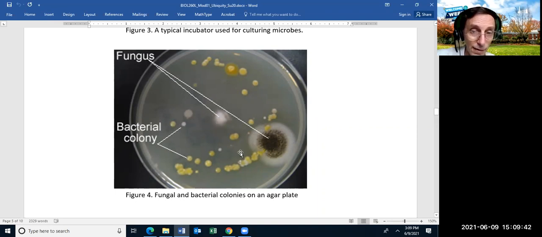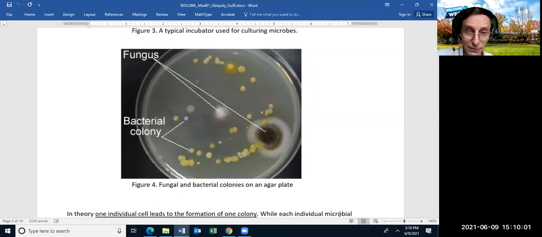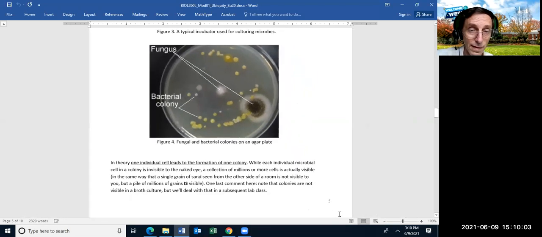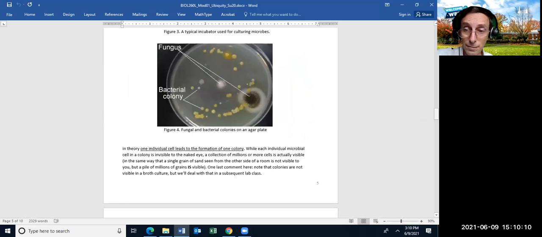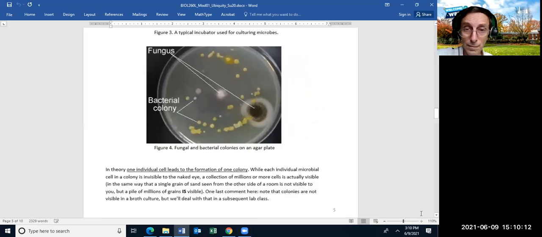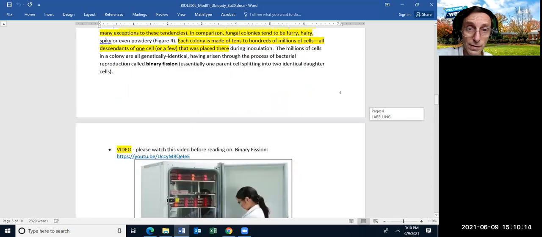It's fuzzy or hairy. This one, the black, is very fuzzy and hairy. The white, it's not showing, but it's also fuzzy and hairy. These are fungal colonies. They tend to be bigger also than bacteria colonies. And that's how you can tell a bacterial colony from a fungal colony. That works for over 90% of the species. All right, any question about any of that?